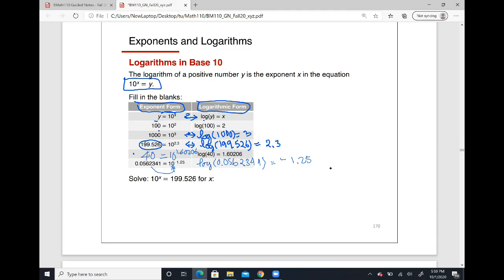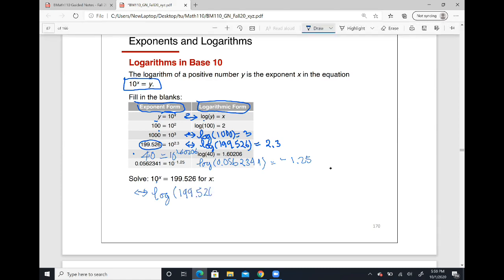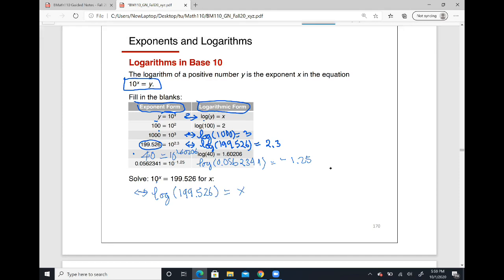Okay, so now we come to an exponential equation. I want to solve for x in 10^x equal to 199.526. I will just change it to log form. I will have log base 10 of 199.526 equal to x. See that? So now you actually have x on one side already.